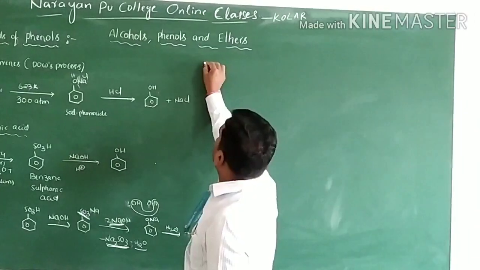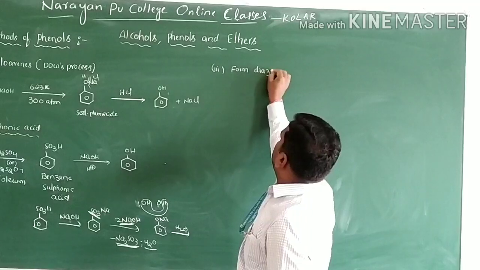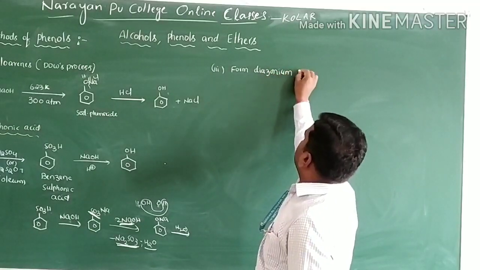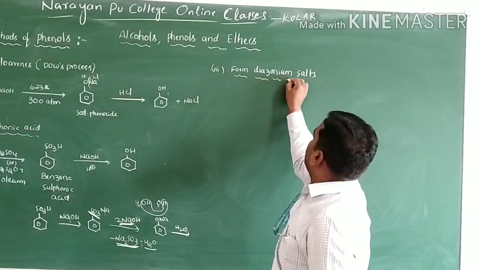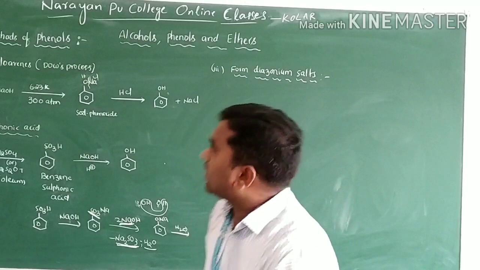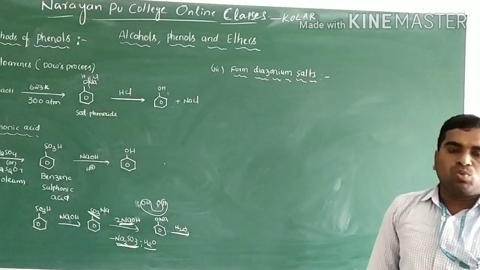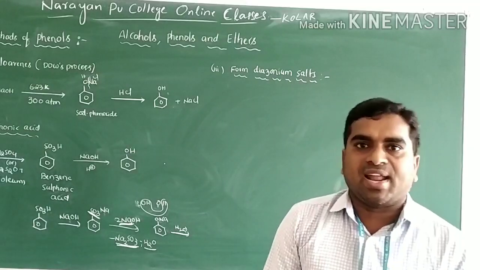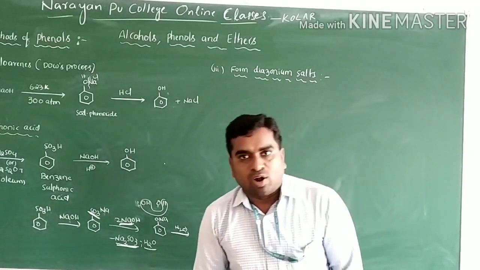The third one is from diazonium salts. This we have already discussed in haloalkanes and haloarenes. And we know how to prepare the diazonium salts; we discussed it there, that is the Sandmeyer reaction. Have you remembered or not?